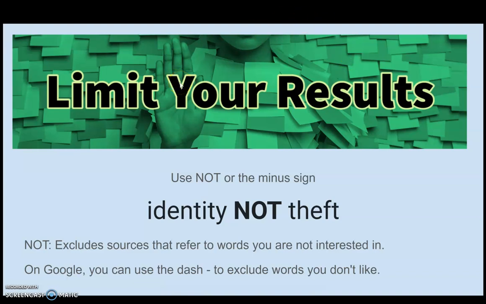In addition to expanding our results, we also want to limit our results sometimes. So let's say you're talking about identity and all of the sources that we keep coming up with say theft, identity theft. That's not what we're talking about for this class. So the way that you can limit your results and get rid of those identity theft words is to put a not. So identity, not theft. If you're using Google, it's the minus sign.